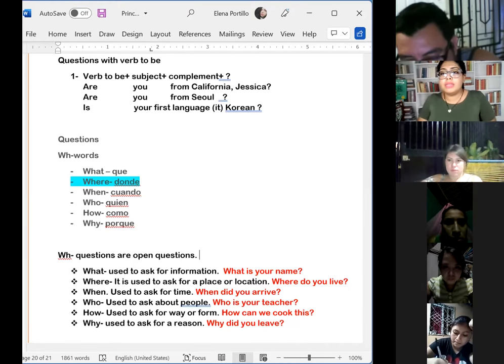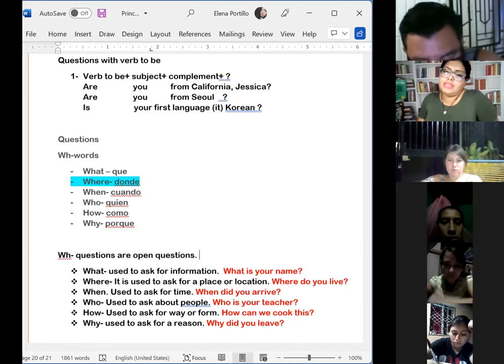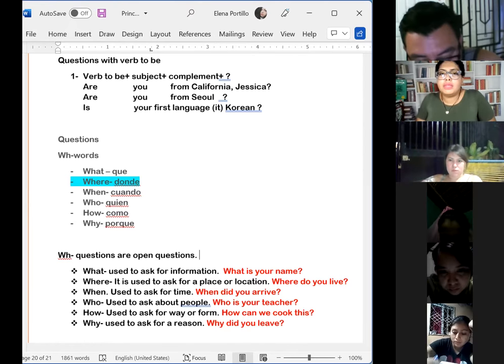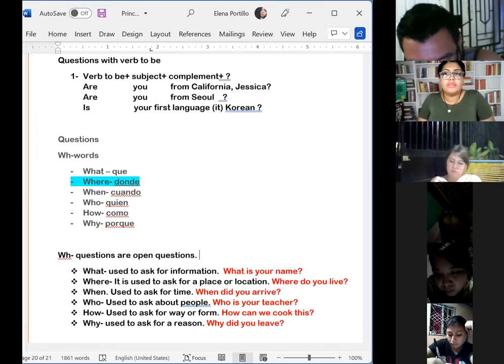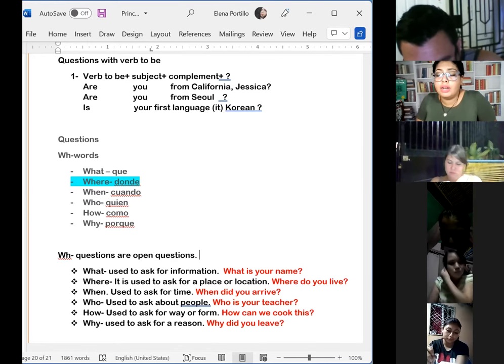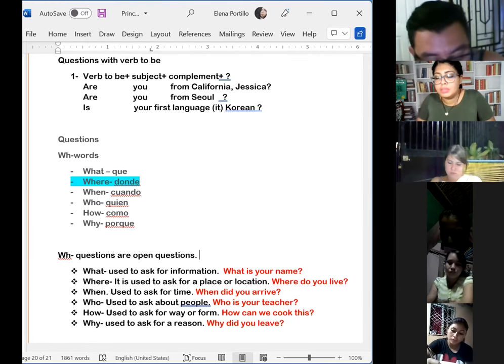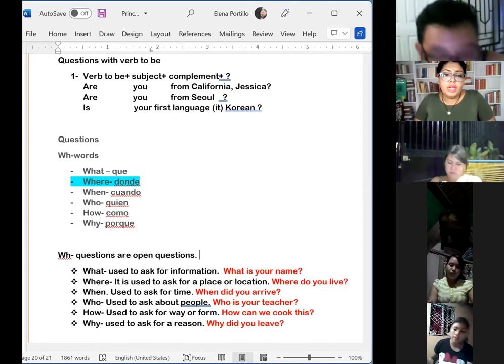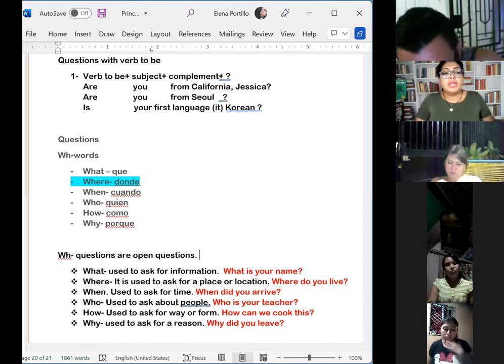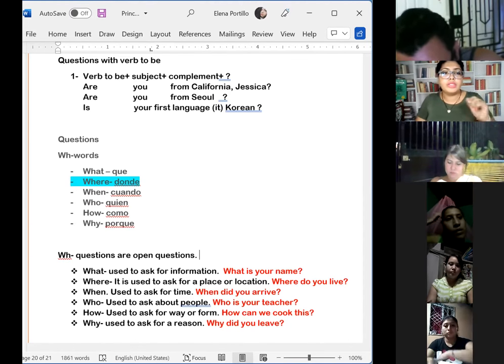Por esa razón no podemos simplemente decir sí o no. Because in the case that we are using, what is your name? We cannot say yes. Cuando alguien nos pregunta nuestro nombre, no podemos simplemente decir sí o no, because that is not the point of the question. The point of the question is to give another kind of answer. Para ese tipo de preguntas, tenemos que dar una respuesta un poco más larga, un poco más específica. Then, when did you arrive? At 7 p.m., for example. No vamos a decir sí o no. So, WH questions are open questions.